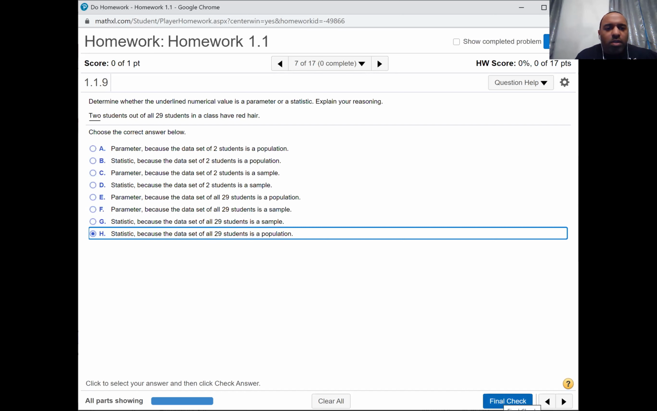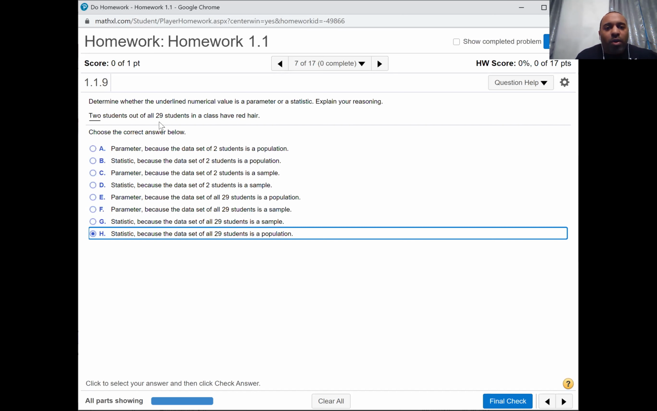So what is the data set of the 2 students is a population? That doesn't sound right either. Data set, parameter for the data set, no. Statistic, because the data set of the 2 students is a sample. 2 students of, because it's the way they're saying it. So I'm trying to figure out which one's the right way according to the way they're saying it.